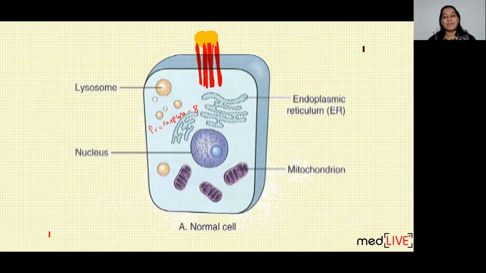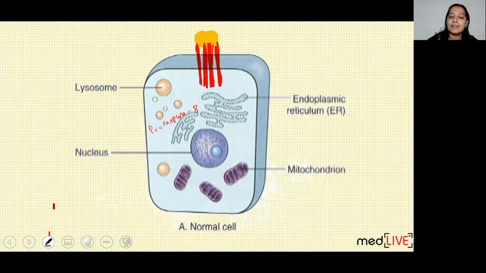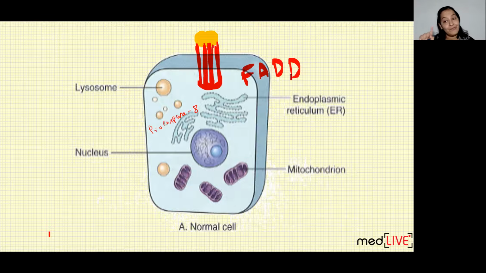So all the receptors come closer and form a domain on the inner side of the cell membrane. This is known as FADD, Fas associated death domain.